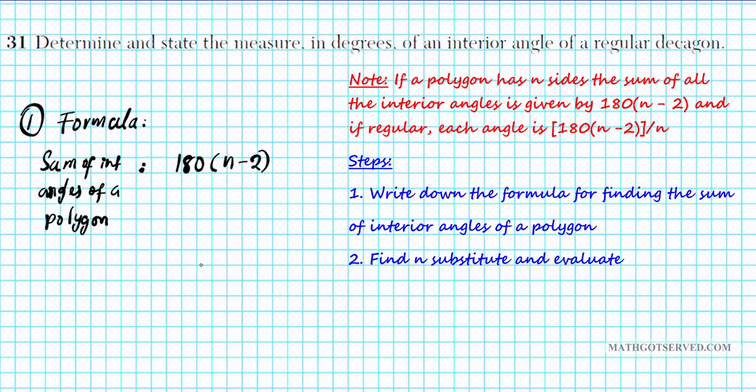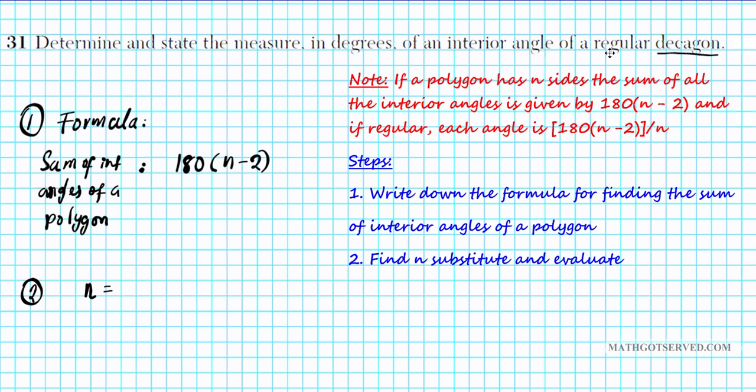Step 2, let's find out what n is, okay? That's all we need to know to find the sum of interior angles. So n is what? This problem tells us that it's a regular decagon. Now, what does decagon mean? If you think about decade, how many years is that? Decade is 10 years, right? So decagon is like a decade. It's a polygon with 10 sides.